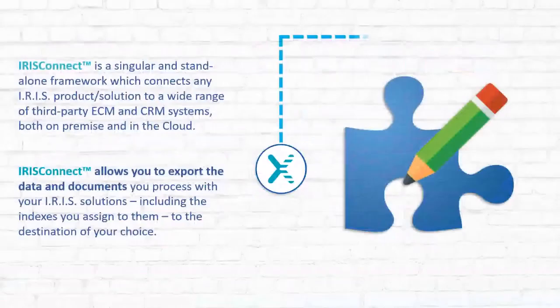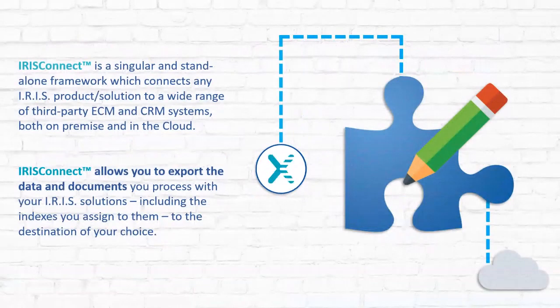IRISConnect is a standalone framework which connects IRIS solutions to a wide range of third-party ECM and CRM systems, both on-prem or in the cloud. IRISConnect allows you to export the data and documents you process into your solution. This is what we use to support our integrations.